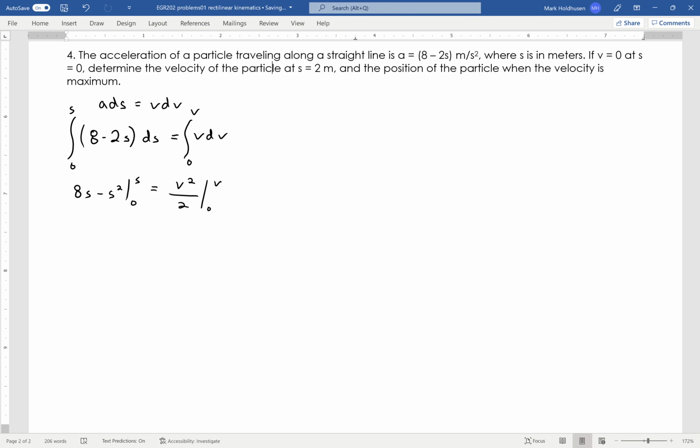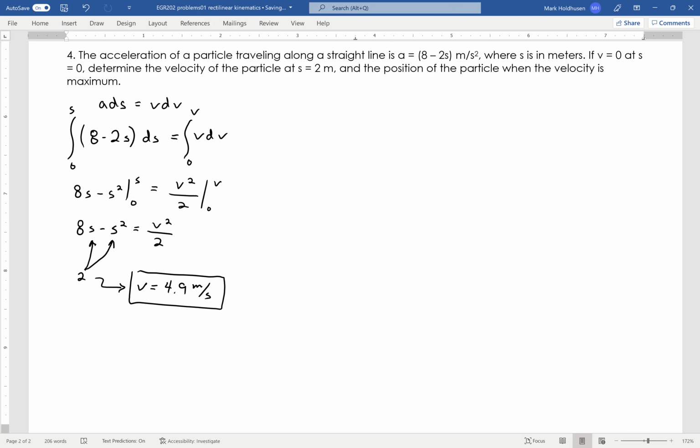Now, plugging in 0, these all go to 0, so what I'm left with here is simply 8s minus s squared equals v squared all over 2. So now the question becomes, what is the velocity when s equals 2? I'm basically just going to take 2 and plug it in there and there. From that, I can calculate that my velocity is going to be 4.9 meters per second. Just by plugging in s equals 2 into my equation, I can figure out what my velocity will be.